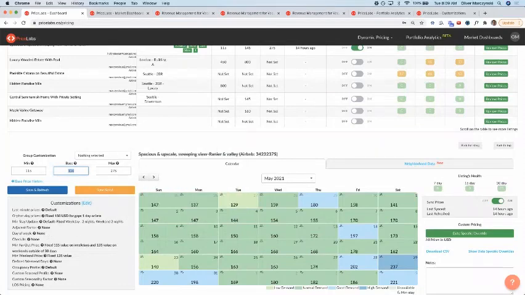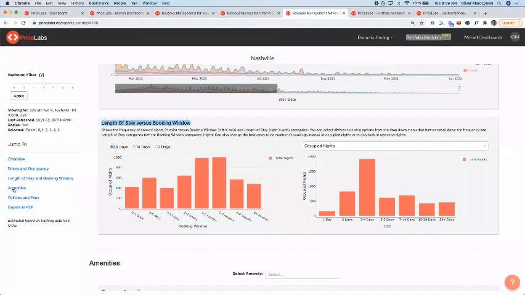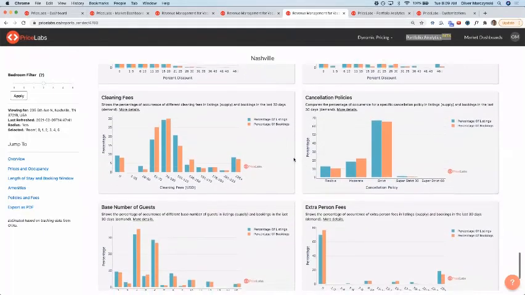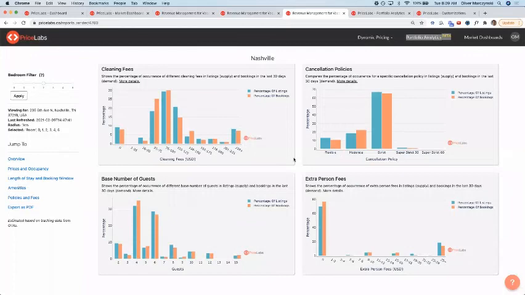Okay. Berta is asking, where do I find weekly and monthly discounts, as well as cleaning fees and cancellation fees? Yes, so those are in the market dashboard. If you haven't created a market dashboard yet, it's in the top right corner here in PriceLabs. And if we hop into one of those market dashboards, it'll be the last section, called policies and fees. That's where we go into all those discounts, cleaning fees, cancellation policies, all that good stuff here.